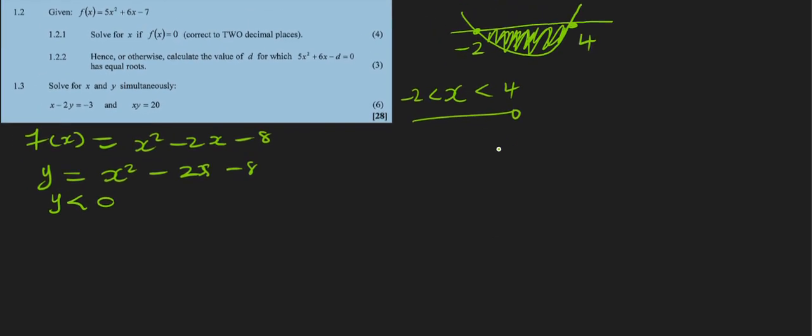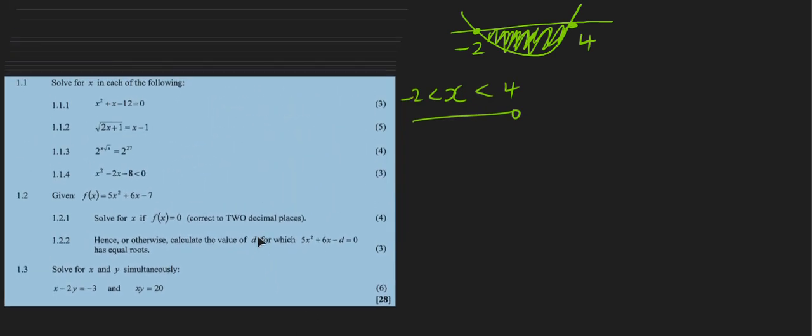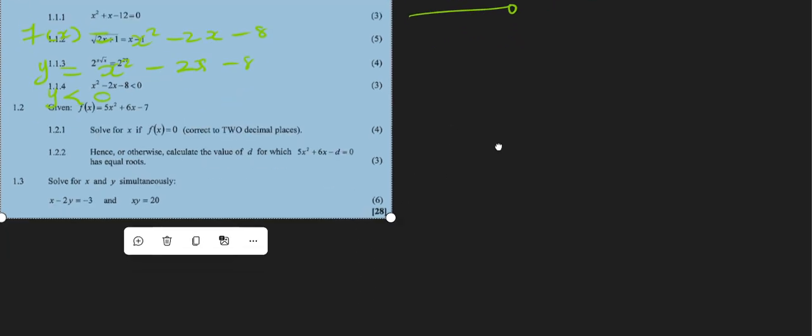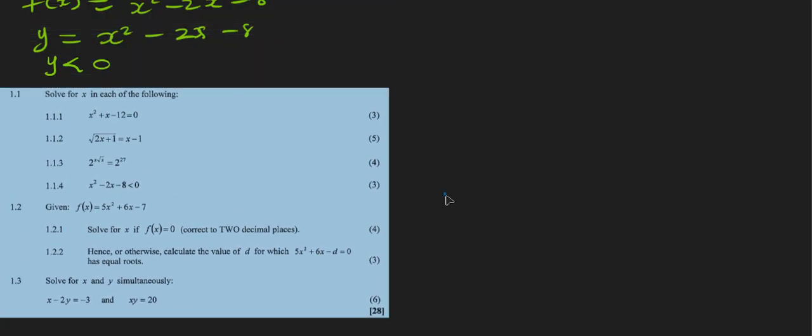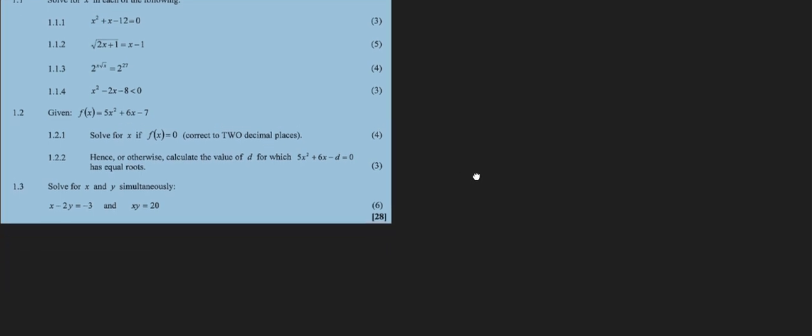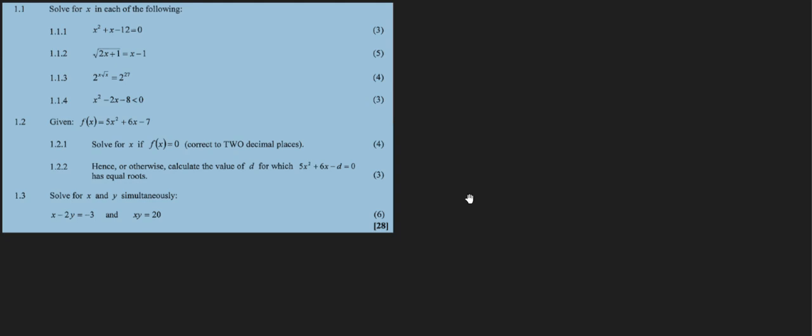Okay, on 1.2, let me use a different ink for this one. We are given a quadratic equation again, and we are required to solve for x if f(x) equals 0. Now we are told that the y value equals 0, and we are required to solve for x. In order to solve for x there, you need to apply the quadratic formula, because we are told to round off our answer to 2 decimal places.